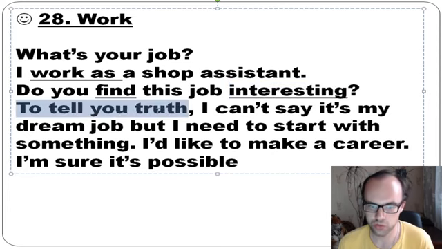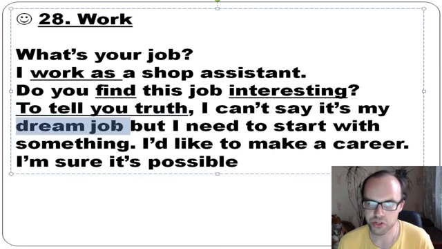To tell you the truth, it also means to be honest, to be frank. I can't say it's my dream job. So what I'm dreaming about, it's my dream job, the job of my dreams. But I need to start with something. I'd like to make a career. So we say make a career. I'm sure it's possible.